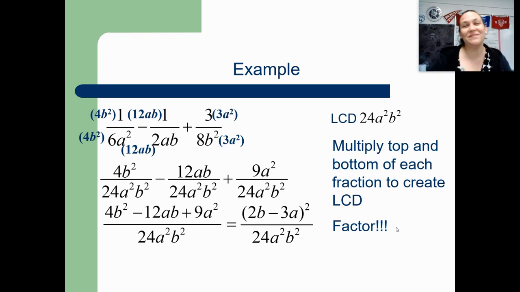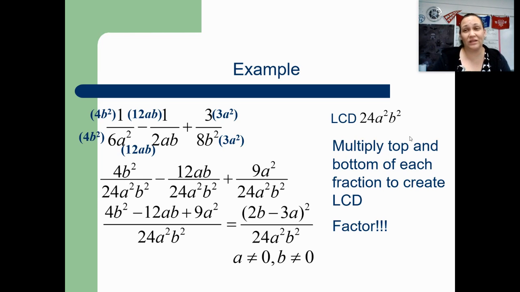Now we forgot something. We forgot to do our restrictions. Anytime that there's variables in the denominator, you have to state some restrictions. You can actually just look at your LCD to figure out what your restrictions are. So in this problem, my restrictions are A cannot equal 0 and B cannot equal 0. And you can write your restrictions as soon as you decide what your LCD is, because that's where the restrictions will come from.